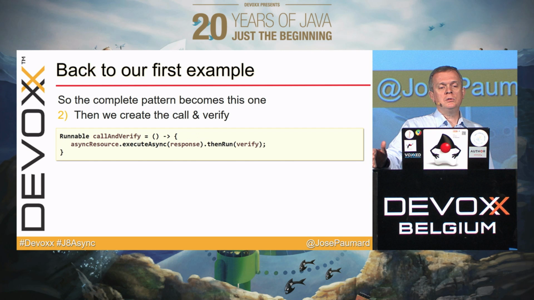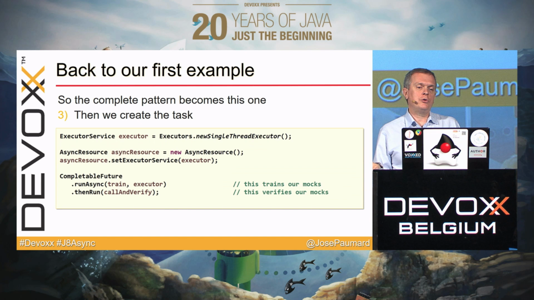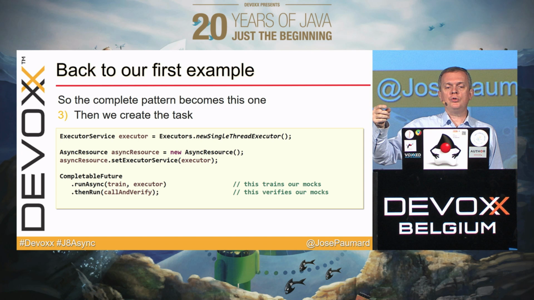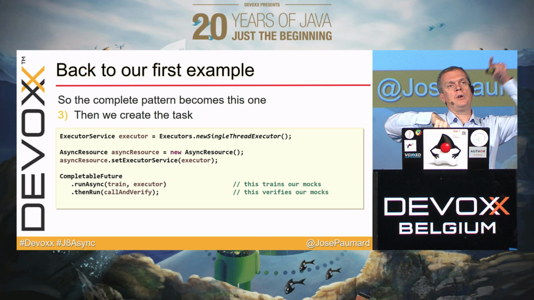So the complete pattern will become this one. First, I create a runnable to encapsulate both the call and then the verification: execute async response, then run verify. And I can just create an executor. Since I want everything to be executed in the same executor service, what I can do is just create an executor with one thread in it and pass this special executor as the executor service of my async resource object. And then use the CompletableFuture API to run async the training of my mock in this monothread executor, then run the call and verify that will call the method I want to test and call the runnable of the verification of the mock.